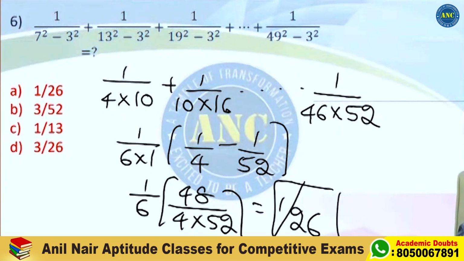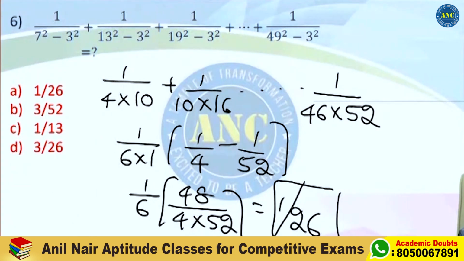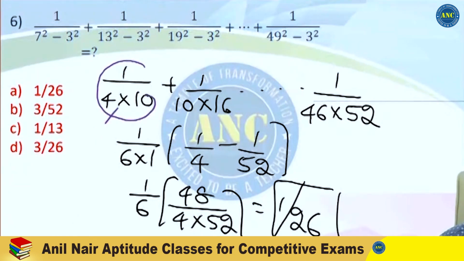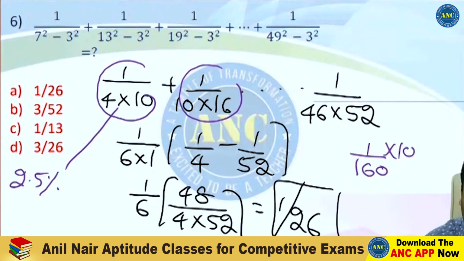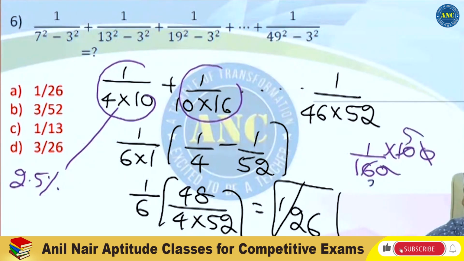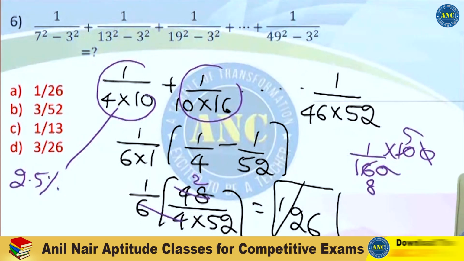Sir, can I use approximation? Definitely you can use approximation and eliminate a few answer options. 1 by 40 is nothing but 2.5 percentage. 1 by 160, 160 into 100, these are nothing but 2 5s are 2 8s are, and so on, 0.625 like that, and you can eliminate answer options. 24 2s are 1 by 26. The idea is clear.